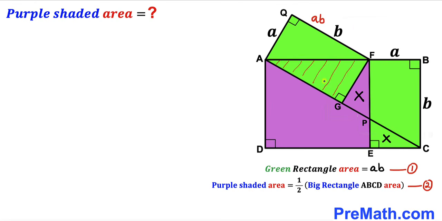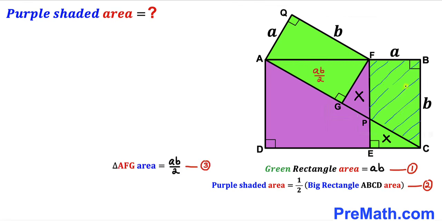So therefore, the area of this triangle AFG is going to be half of this area. So the area of this triangle is going to be A times B divided by 2. So thus we can write the area of this triangle AFG as A times B divided by 2. And I'm going to label this one as our equation number 3. And here's our next step.